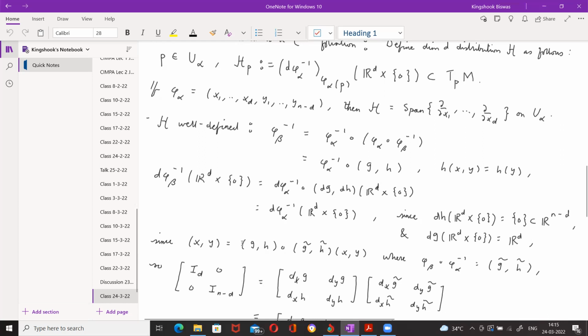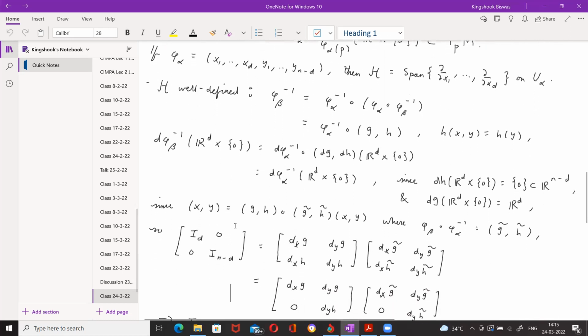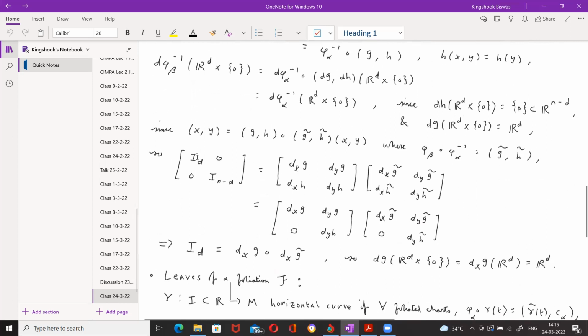So if I use the chain rule and I write the derivative of the identity in block form, then what do I get? I get that this block matrix, identity of dimension D, 0, 0, identity of dimension n minus D, is equal to the derivative of GH. So in block form, this will be dxG, that's the x partial derivative of G, dyG, that's the y partial derivative of G, then dxH and dyH. And similarly for G tilde H tilde, it will be dxG tilde, dyG tilde, dxH tilde, dyH tilde. Is this clear?